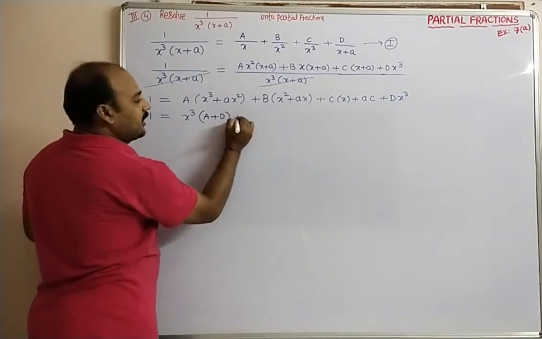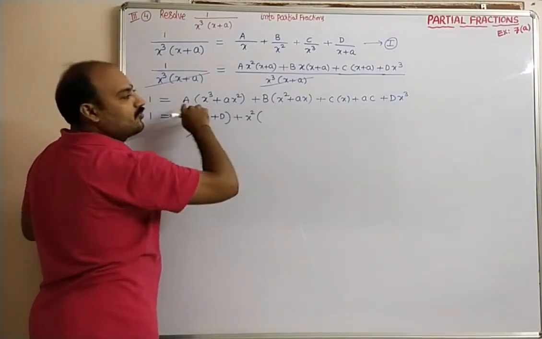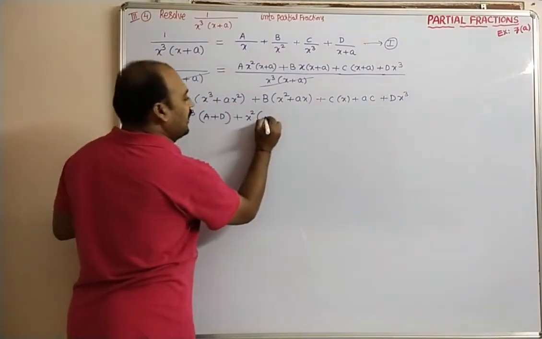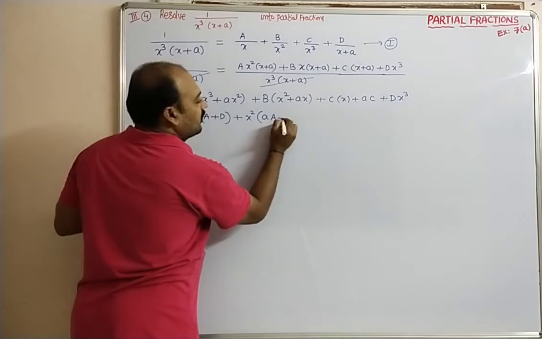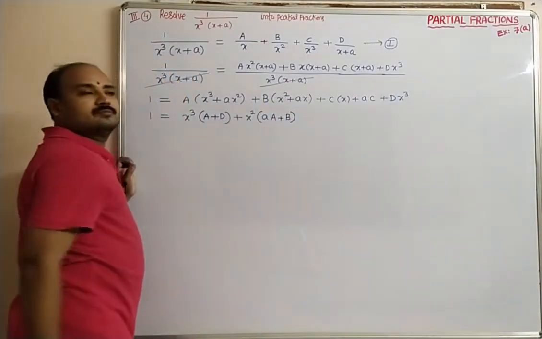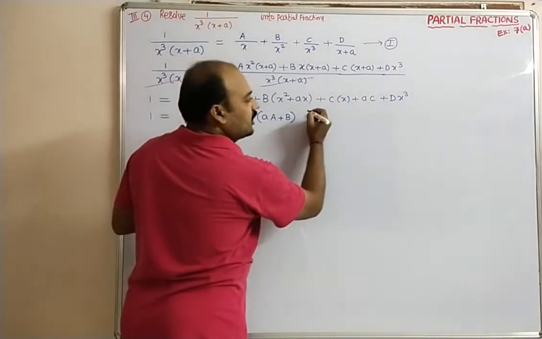Next, x square terms. Take x square common throughout the equation. Here x square is there, small a into capital A, plus x square, coefficient is capital B. There is no x square term here.